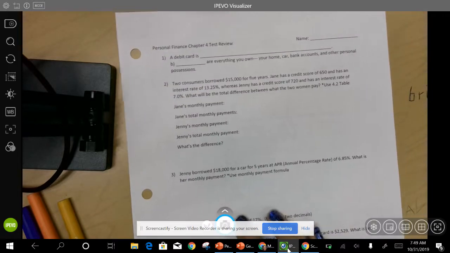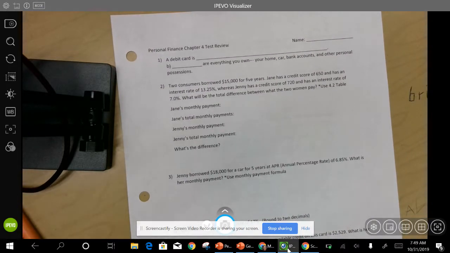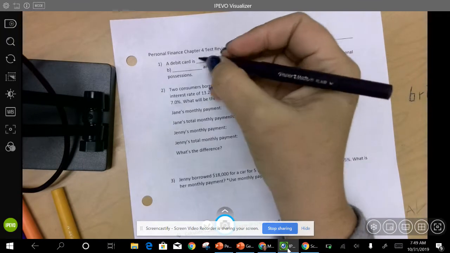Good morning. I'm going to do the chapter 4 review. Do you know that there are more vocabulary ones on there? So I'm making sure that you read the questions carefully and study your notes for vocabulary.